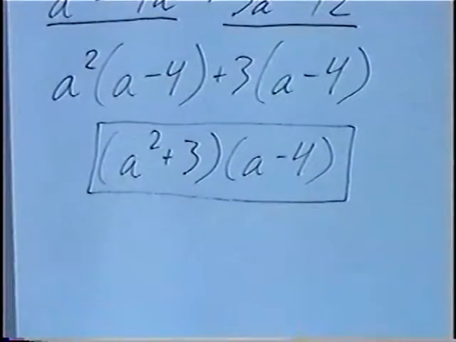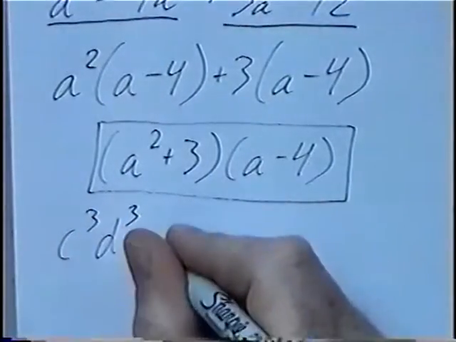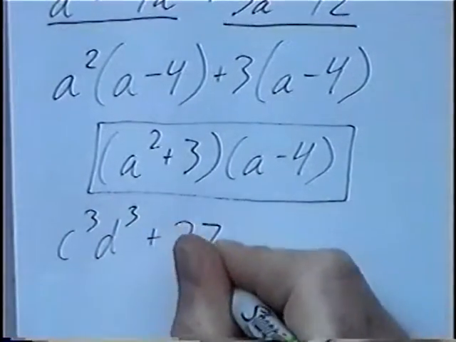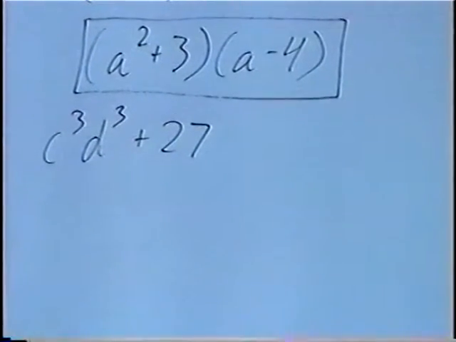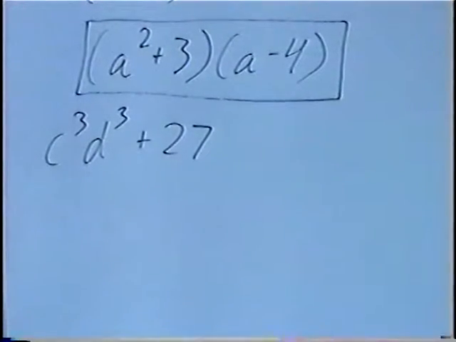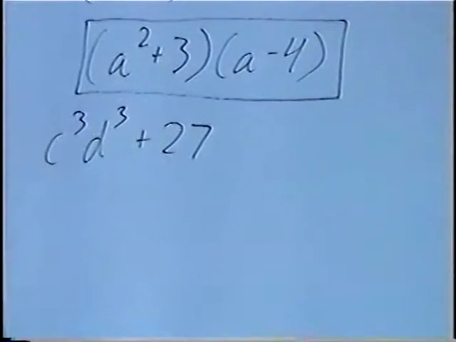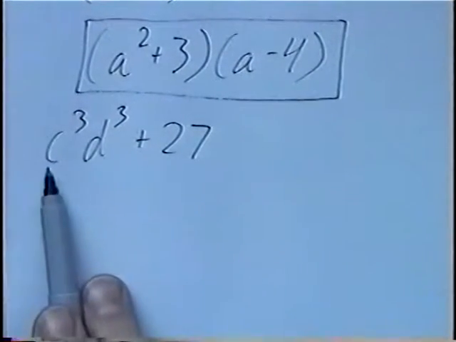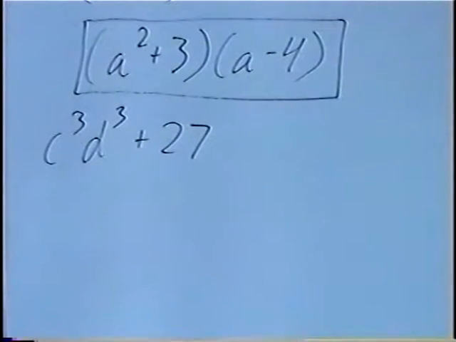Next question is c cubed d cubed plus 27. Looking at this question, we have cubed exponents, which leads us to look at the difference of cubes or sum of cubes. Since we're adding, this will be the sum of cubes, since we can take the cube root of c and d, and we can also take the cube root of 27.